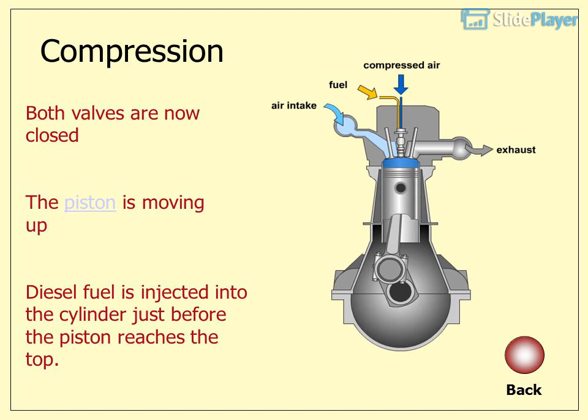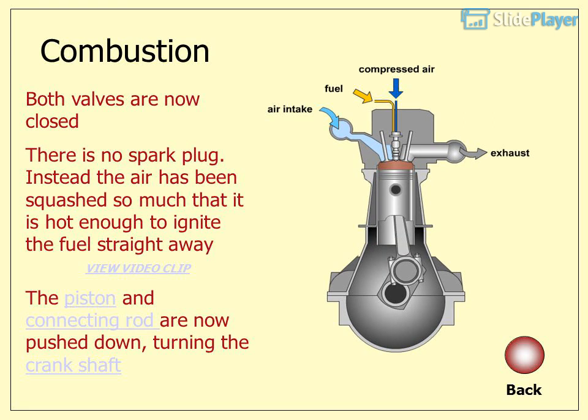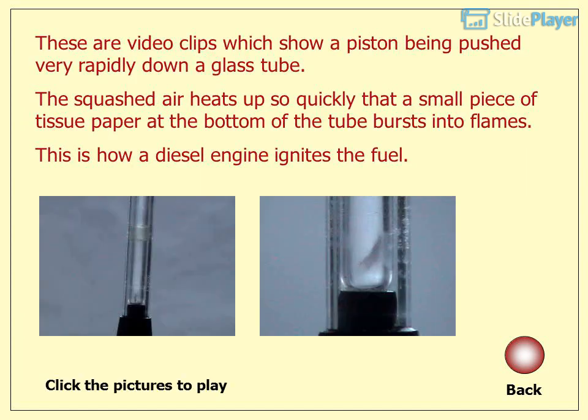Compression. Both valves are now closed, the piston is moving up. Diesel fuel is injected into the cylinder just before the piston reaches the top. Back. Combustion. Both valves are now closed. There is no spark plug. Instead, the air has been squashed so much that it is hot enough to ignite the fuel straight away. View video clip. The piston and the connecting rod are pushed down, turning the crankshaft. Back.